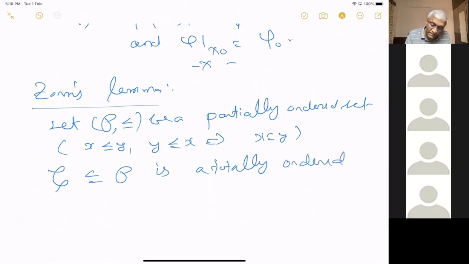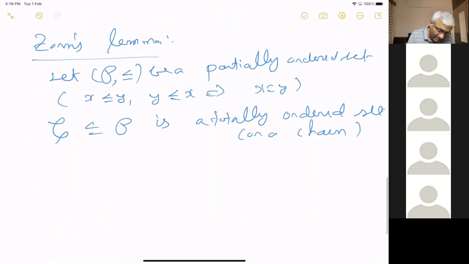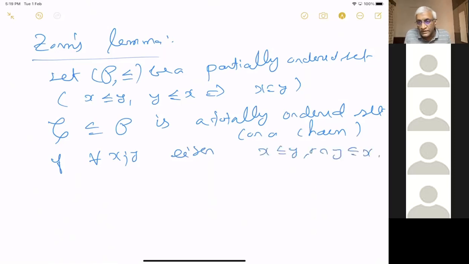Ordered set, or a chain. A totally ordered set is also called a chain. It's a chain if for all x, y, either x is less than or equal to y, or y is less than or equal to x. So if you have a partially ordered set, there is no reason two elements must be related. They need not be related. But in a totally ordered set, if you have two elements, then either x should be less than or equal to y, or y should be less than or equal to x.